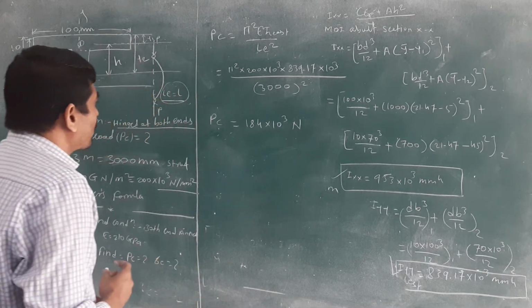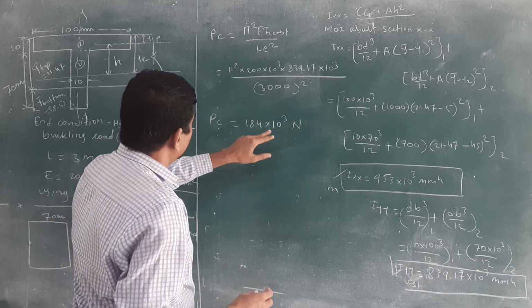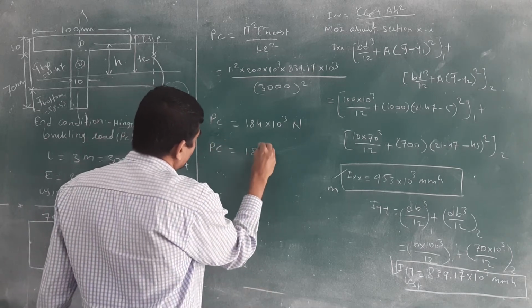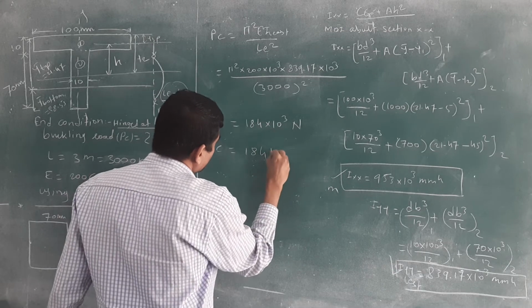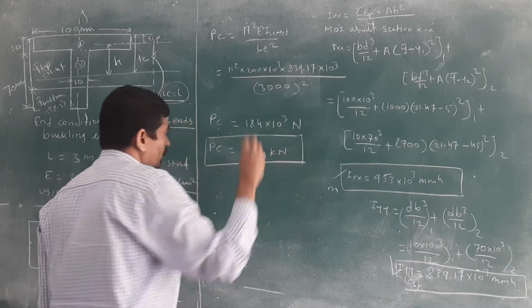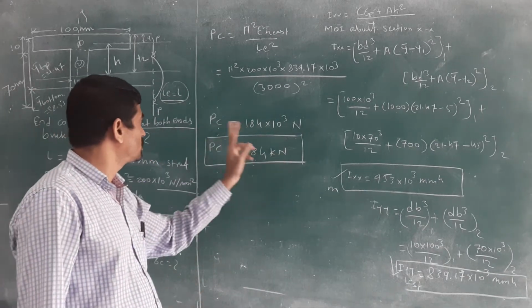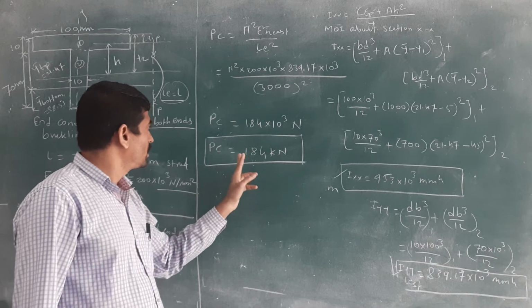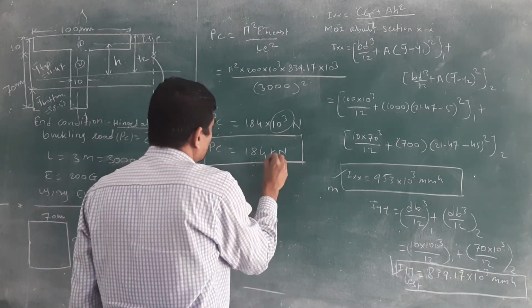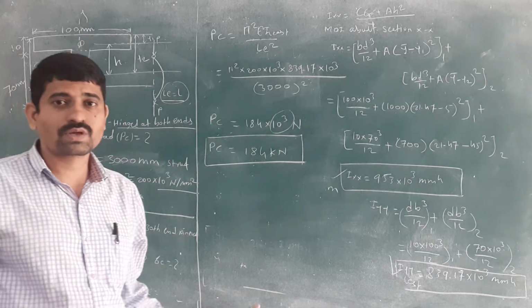If you calculate this value, check whether you get this value or not. We can also write 184 into 10 raised to 3, meaning 1000, as kilo Newton. What is the unit of force? Newton. Load is in Newton, then you can convert 10 raised to 3, meaning 1000, and write kilo. All of you getting how to calculate?